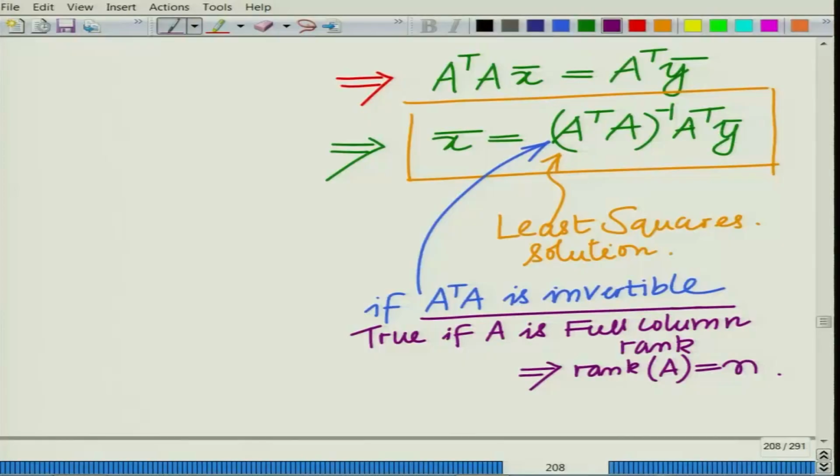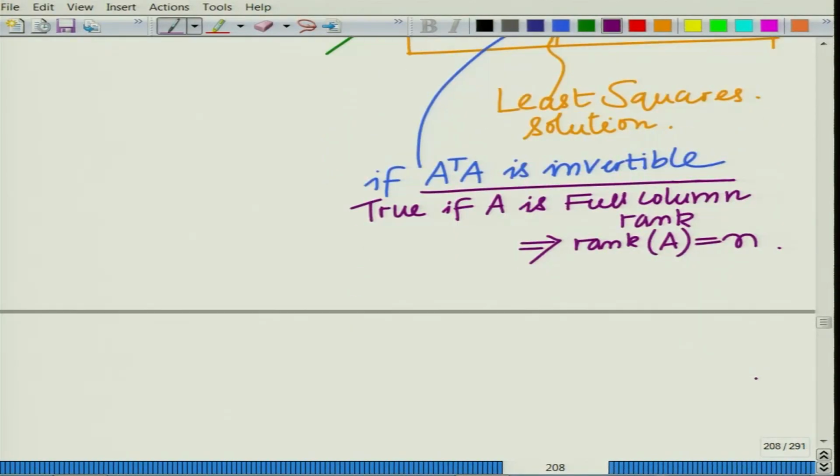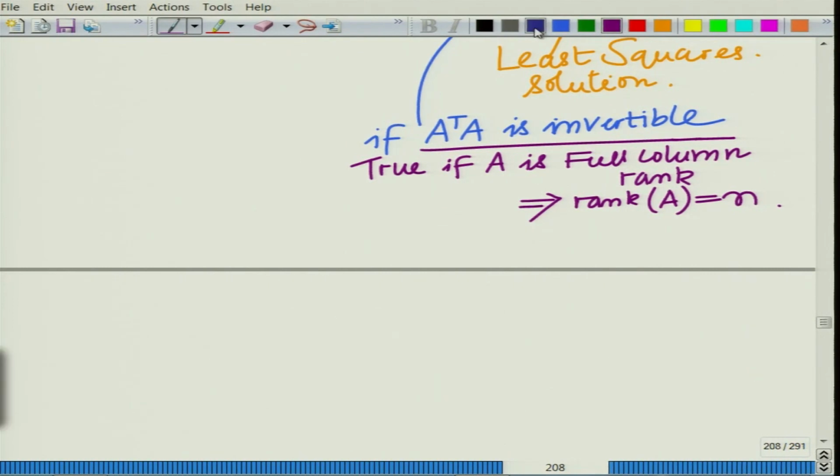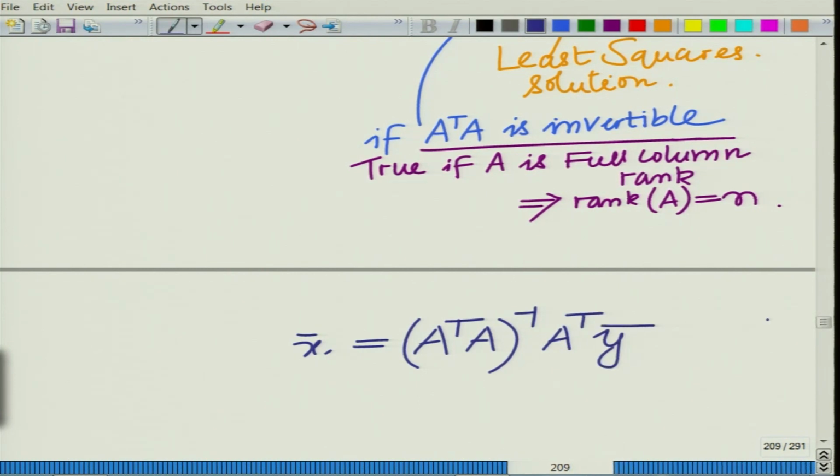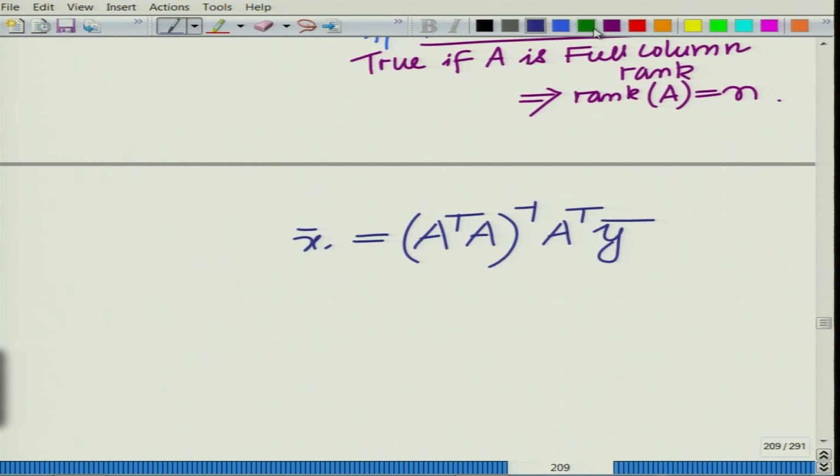Okay. Now, this is a very interesting solution. Let us look at this solution. We have the least square solution. In fact, this is termed the least square solution. The problem is the least squares problem, and A transpose A inverse A transpose y bar is essentially termed the least square solution.